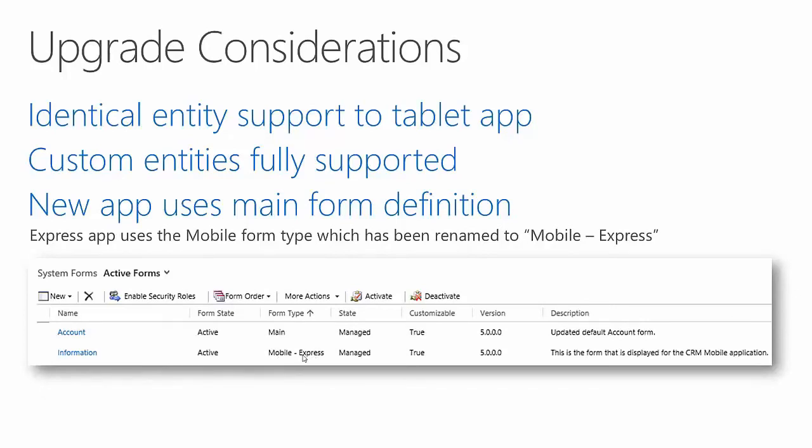The new phone apps, though, use the exact same form experience as the web and tablet apps. So that just uses your main form definition you define here, which allows you to define your customizations once and use them across the web application, tablet app, and the phone app.